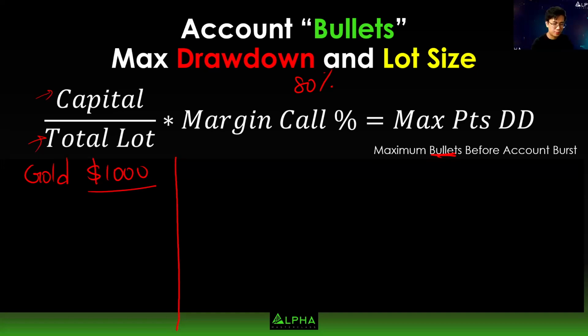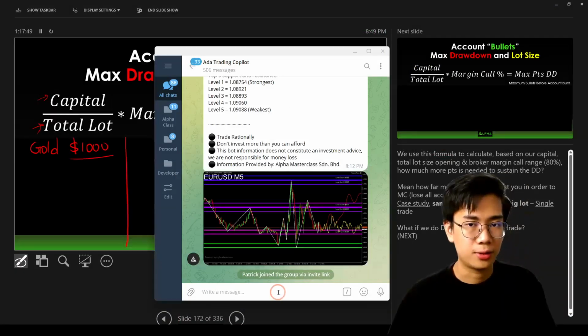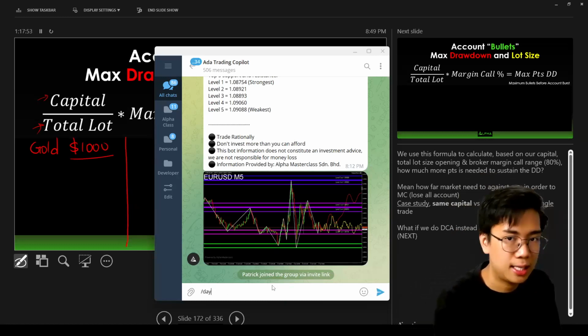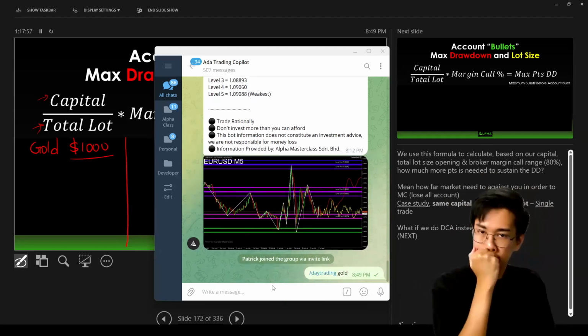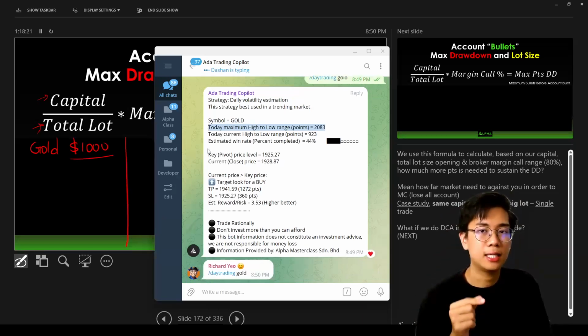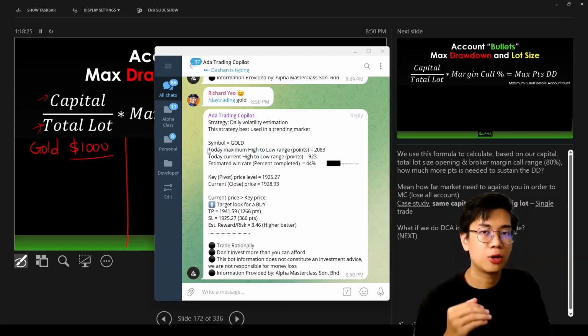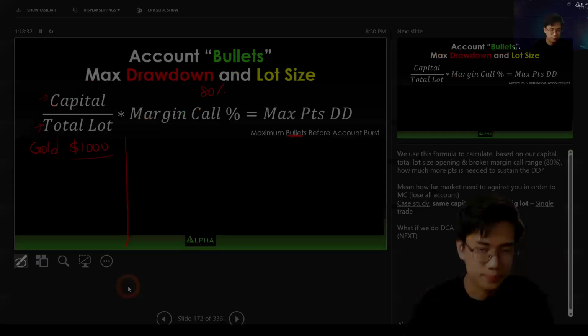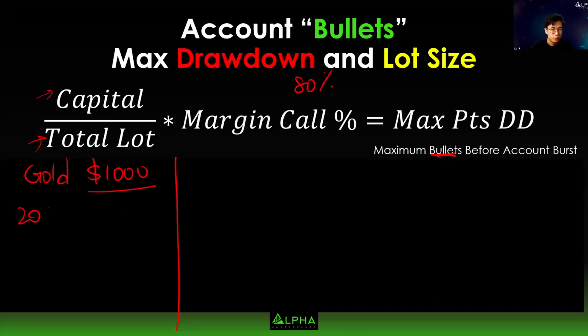Let's go like this. In your Telegram bot here, you type in one thing: /day trading gold. Then you take one number. The number is the maximum high to low range. This means that the gold market's one-day volatility, up and down, is 2083 points today. If the market is more volatile, it can be higher than this. Converted to pips, it is about 200 pips. So we take this number first, 2083 points per day.